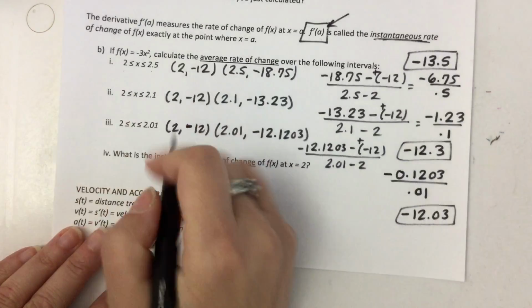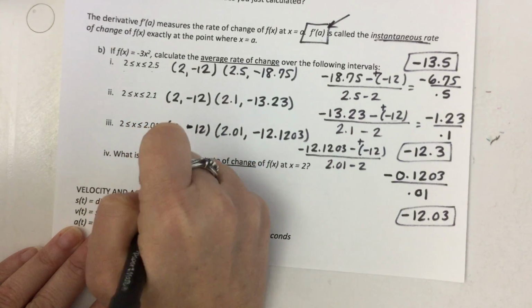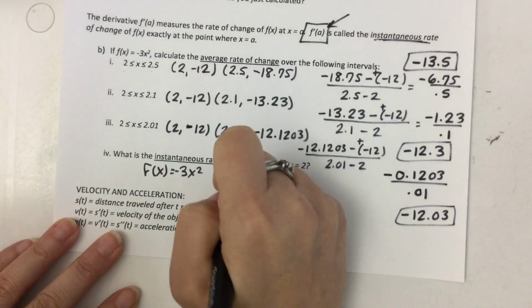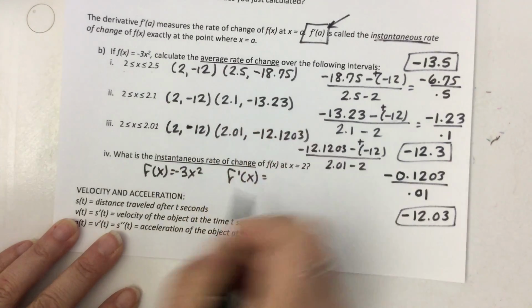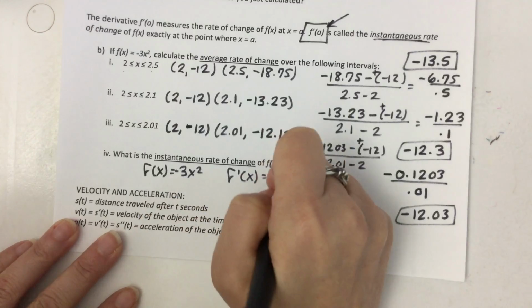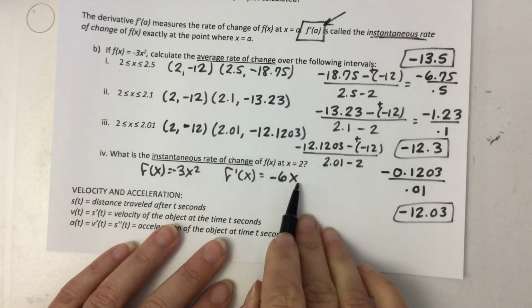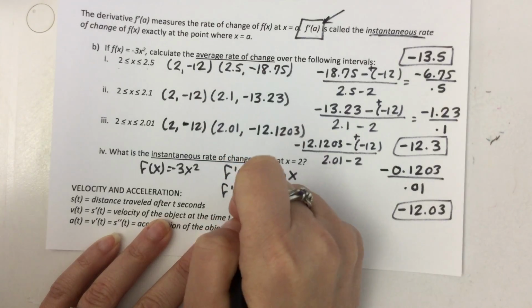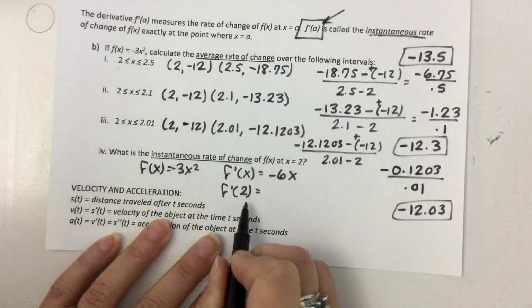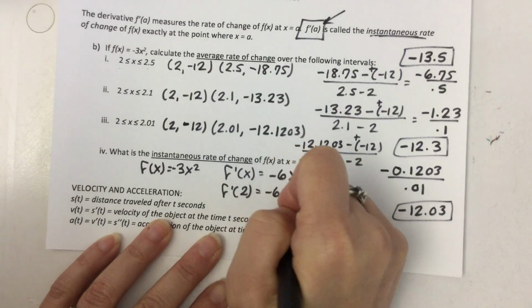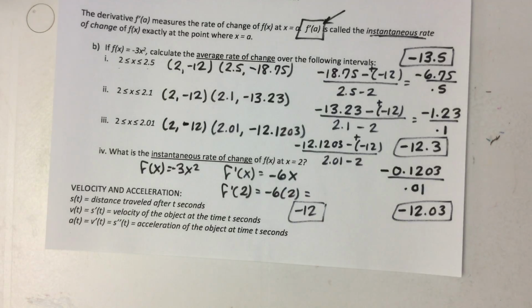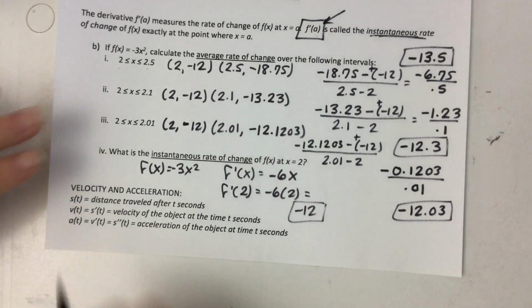Okay, so if I want to do that, you take your original function, which is negative 3x squared. You find your derivative. 2 times negative 6 is negative... 2 times negative 3 is negative 6. I had 2 x's, I reduce it, so now there's only 1. Now to find your instantaneous rate at 2. So at that 2, negative 6 times 2 is negative 12. Awesome.